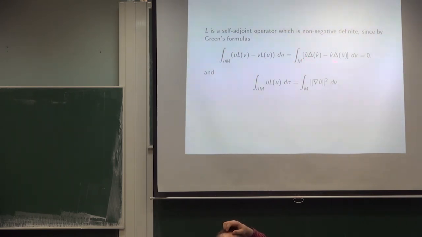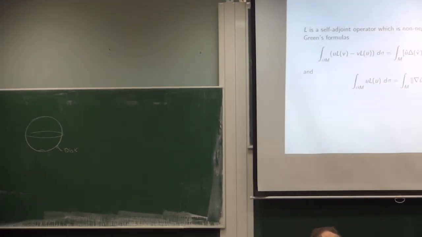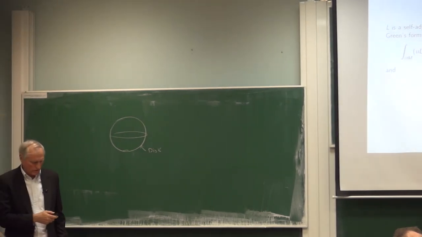Then by the divergence theorem, that's just the integral over the interior of û ΔV̂ minus V̂ Δû, and that's zero because I've taken harmonic extensions. Okay, and so in particular, that says that L is a self-adjoint operator, which makes its spectrum real. So it means if it has eigenvalues, then the eigenvalues have to be real.